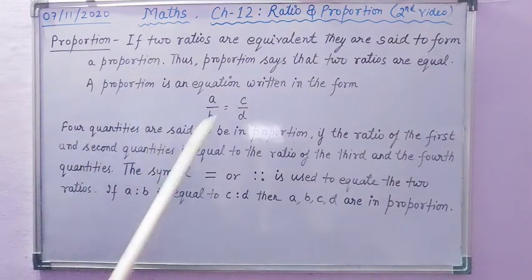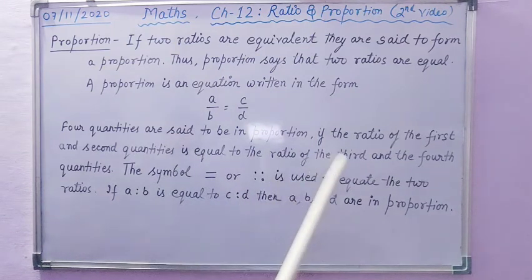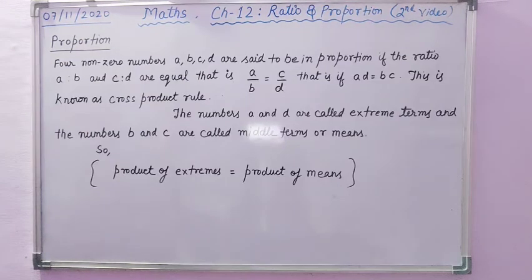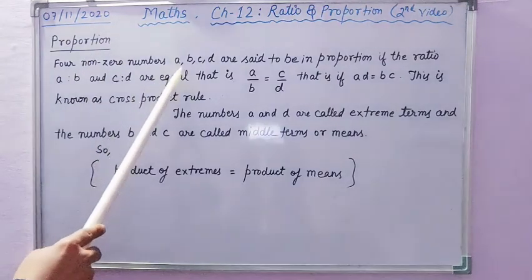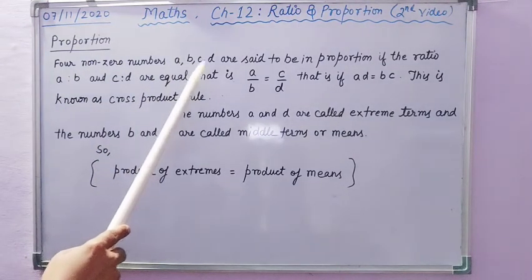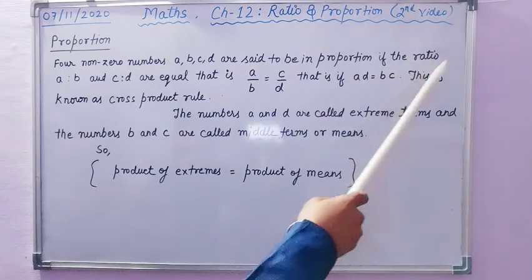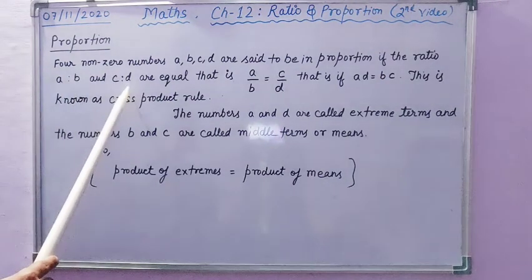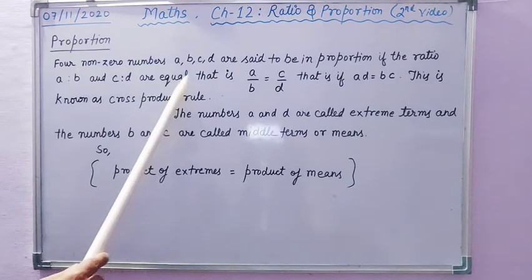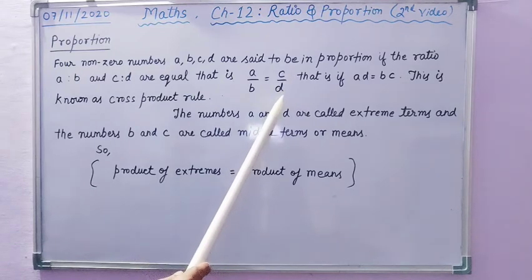Four quantities are said to be in proportion if the ratio of the first and second is equal to the ratio of the third and the fourth, like this. So students, four non-zero numbers A, B, C and D are said to be in proportion if the ratios A ratio B and C ratio D are equal. That is, A upon B is equal to C upon D.